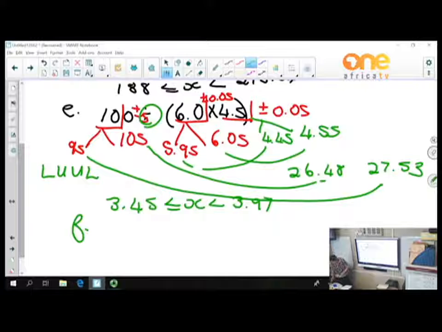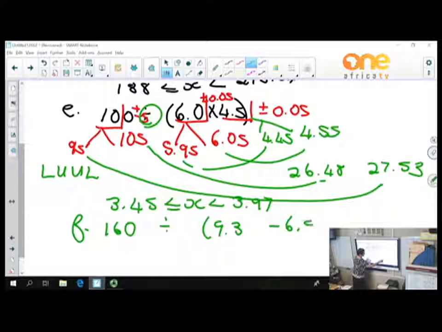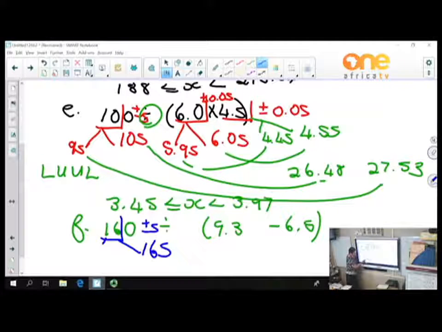And the last one, number F, same thing here: 9.3 minus 6.5. So we will apply the same method as with the previous one. To two significant figures, what will be the maximum error here? Plus or minus 5. So the upper bound is 165 and the lower bound 155.